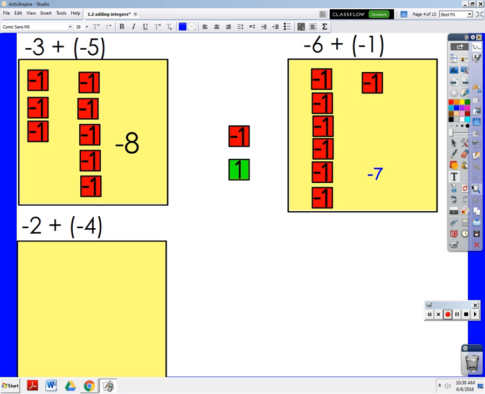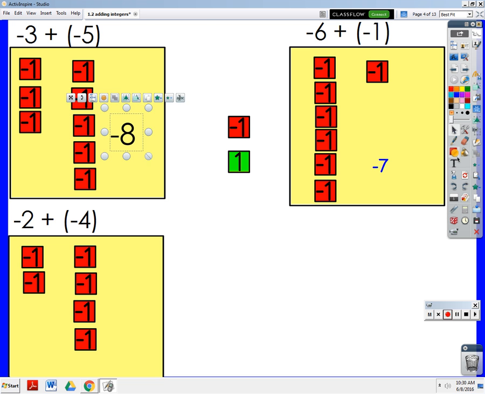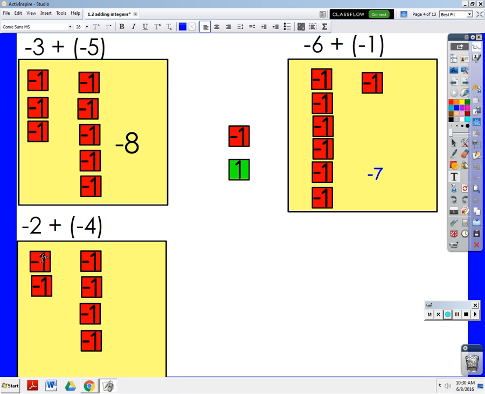And then in the last example, we have -2 plus -4. So I'll make that real quick. So there's 2, and get my 4 numbers in there. And all together for that, I have 6 negative numbers. I have 2 negative numbers here and 4 negative numbers there, so that makes an answer of -6.